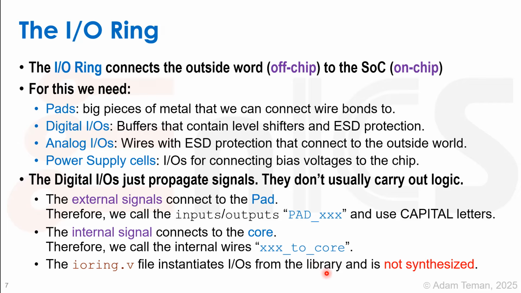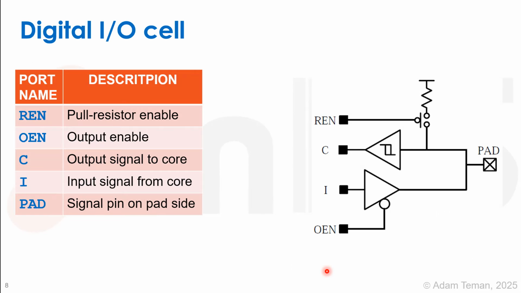So let's see what types of IOs we have. This is generic, any IO library would have something like this, but let's look at the ones we're going to be using. First of all, we mentioned that we have these digital IO cells. A digital IO cell is going to enable us to do input and output of digital signals. So it can drive a 0 or a 1 to the output of the chip, and it can accept a 0 or 1 from outside the chip to the input of the chip.